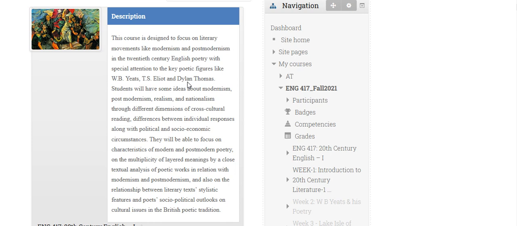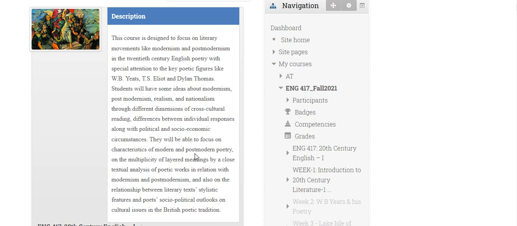And you will have some ideas about modernism, postmodernism, realism and nationalism, two different dimensions of cross-cultural reading, differences between individual responses, along with political and socio-economic circumstances.